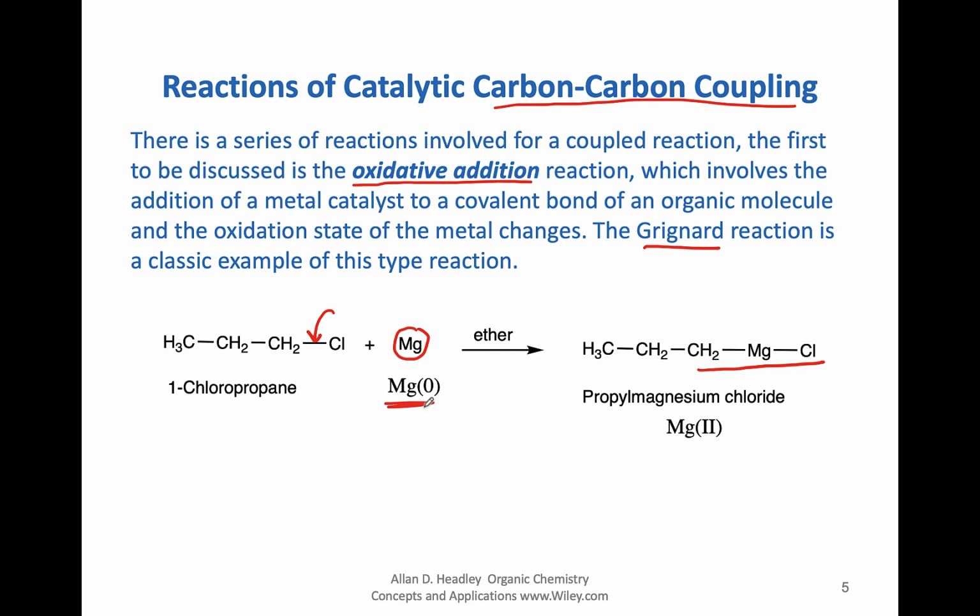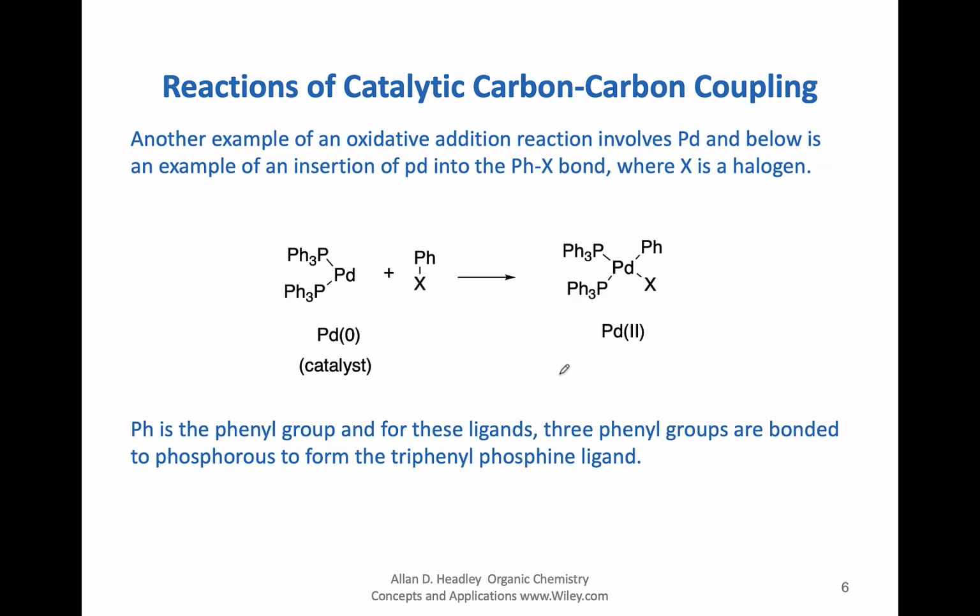What happens is that the oxidation state of magnesium changes from 0 to +2. So that's why it's called an oxidative addition. So that's one example. Here's another example here.